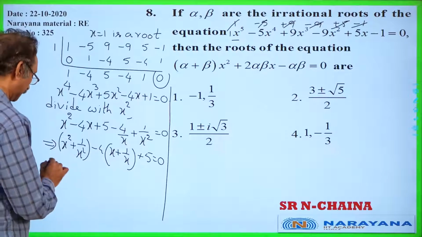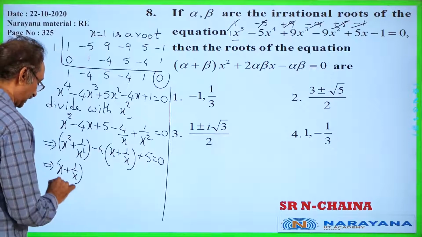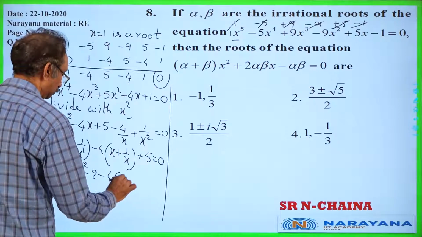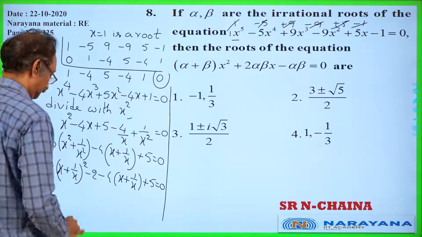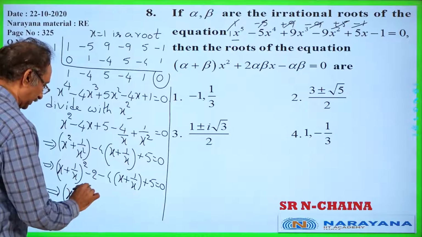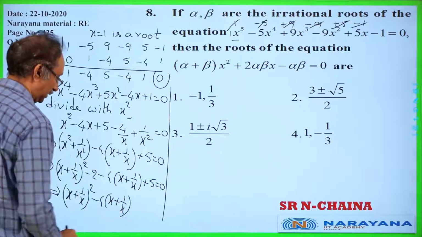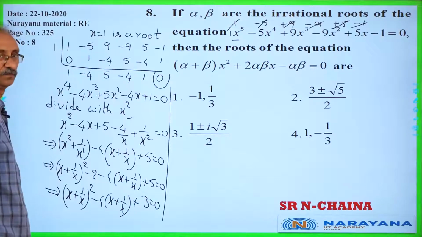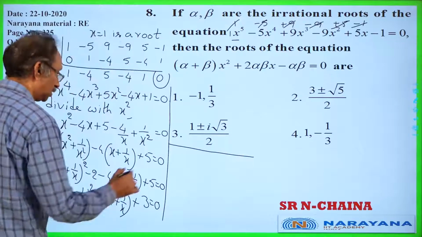And write this x square plus 1 by x square as x plus 1 by x whole square minus 2, minus 4 into x plus 1 by x plus 5 is equal to 0. So this becomes x plus 1 by x whole square minus 4 into x plus 1 by x, minus 2 plus 5, that is plus 3, is equal to 0. Okay, students?